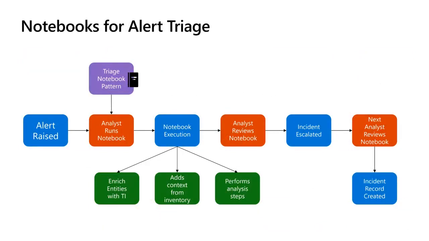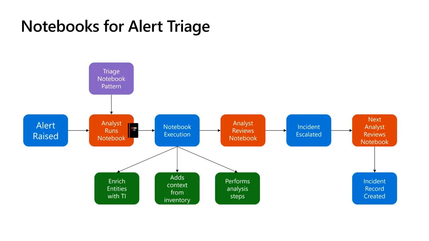So what does that look like if you take a notebook, which we've identified as being ideal for this scenario, and apply it to that high level workflow we saw before? Kind of what might it look like? So here we kind of have a workflow. An alert is raised, or in Sentinel it would be an incident, and then the analyst can go to the notebook pattern store and pull a notebook that's relevant for that incident.